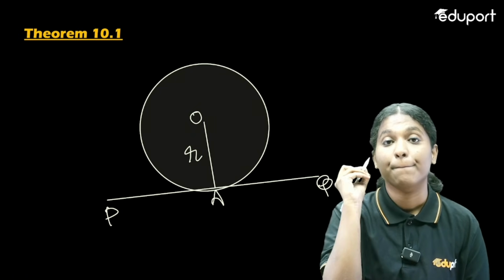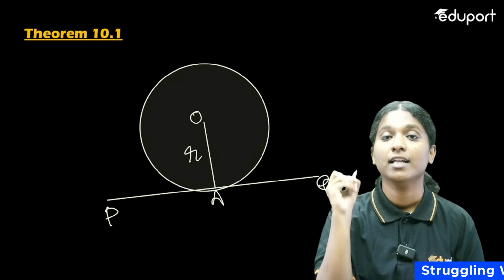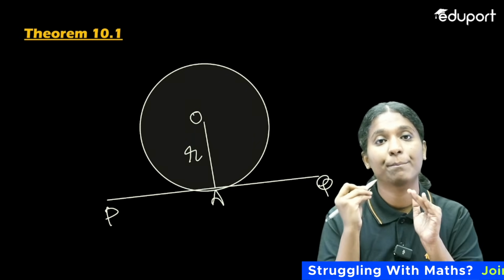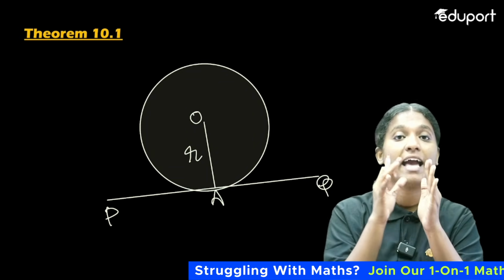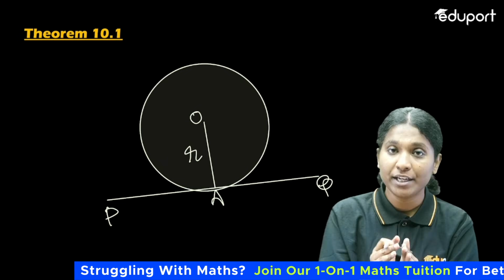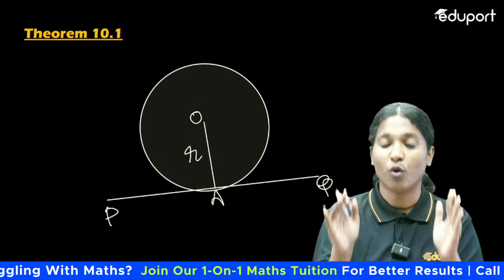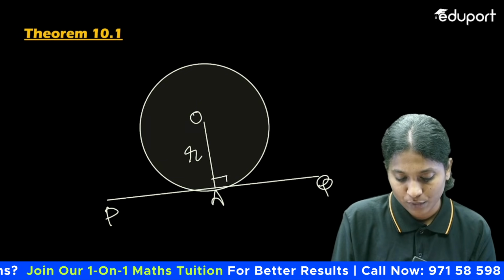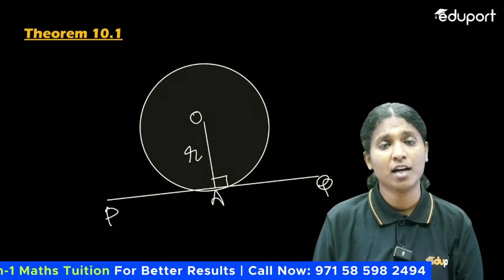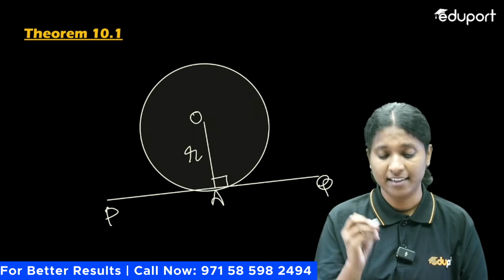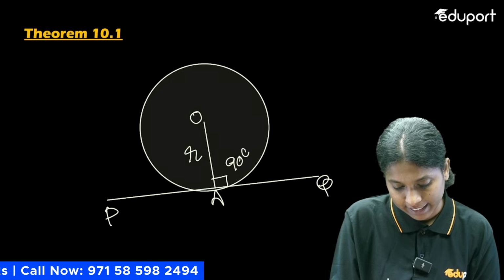Now this theorem says that the radius and the tangent are perpendicular through the point of contact. Here it will be perpendicular. What do you mean by perpendicular? That is a 90-degree angle. So it will make a 90-degree angle.